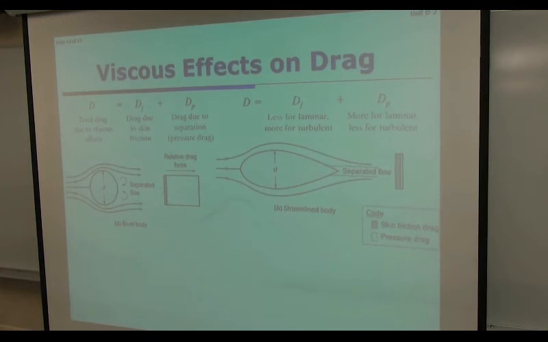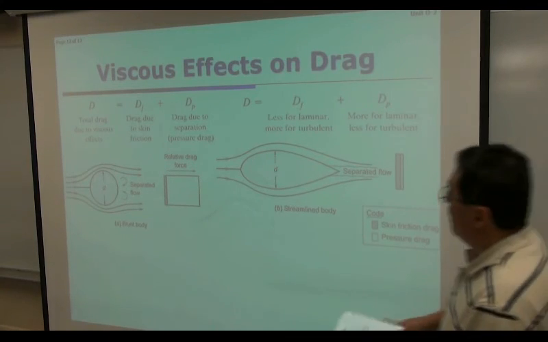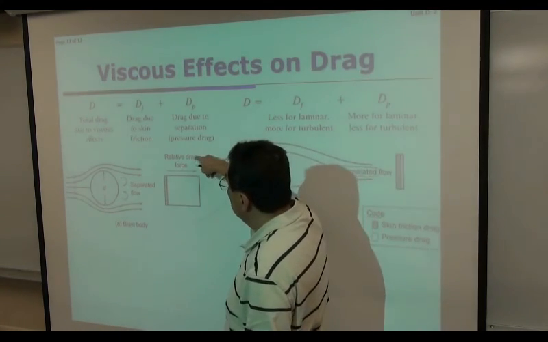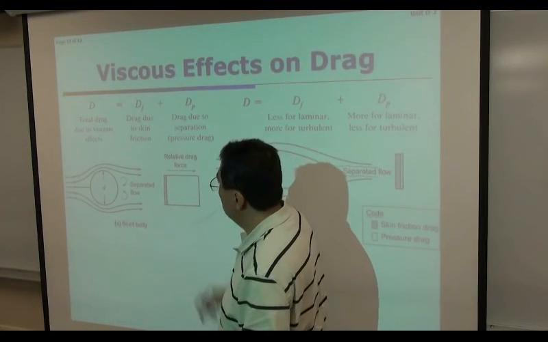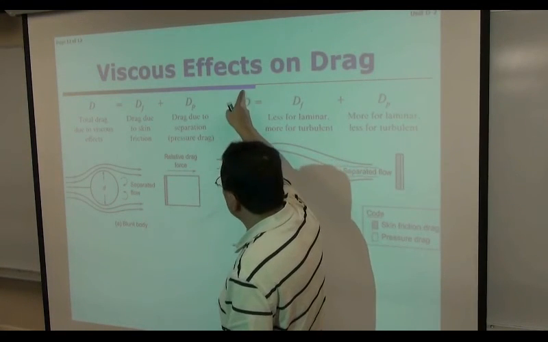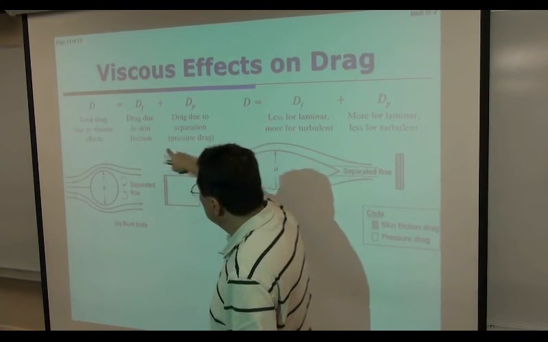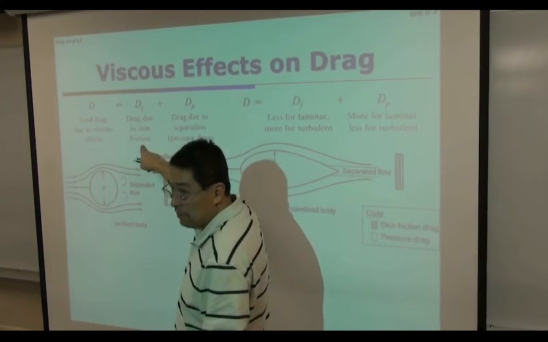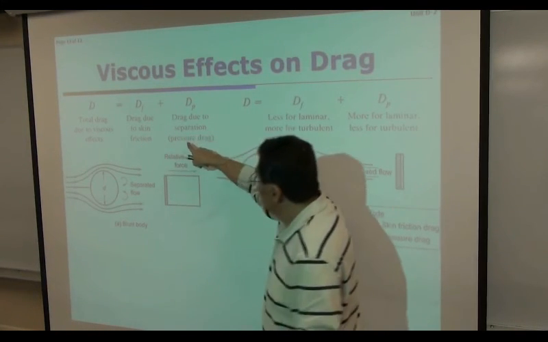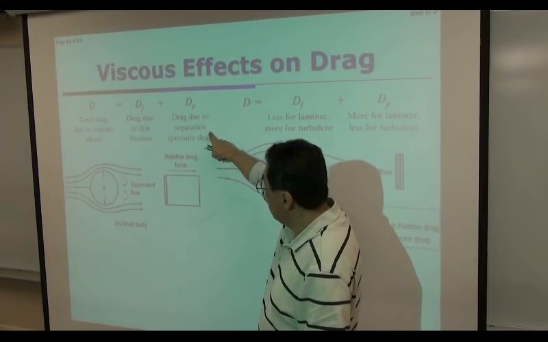So this is the conclusion of viscous effects on drag. You really need to understand that you have two different components of drag due to viscous effects. One is drag due to skin friction. This is called parasite drag. The other one is drag due to flow separation. This is called pressure drag.